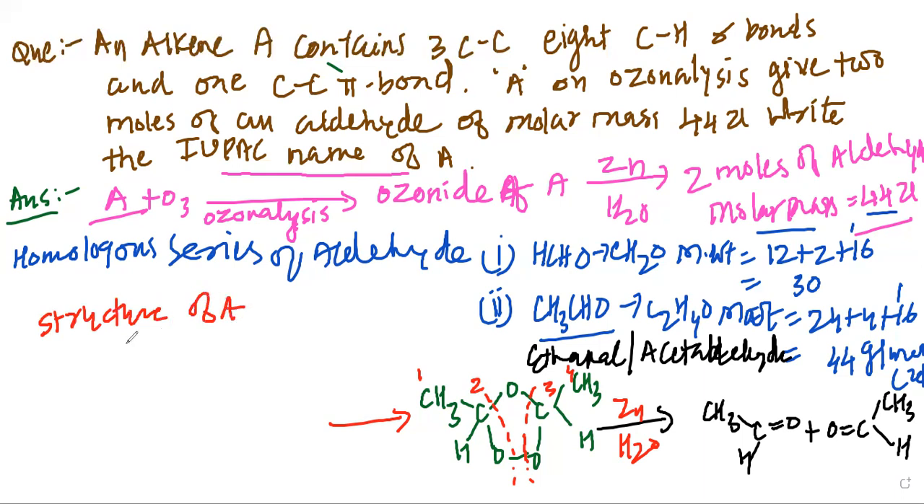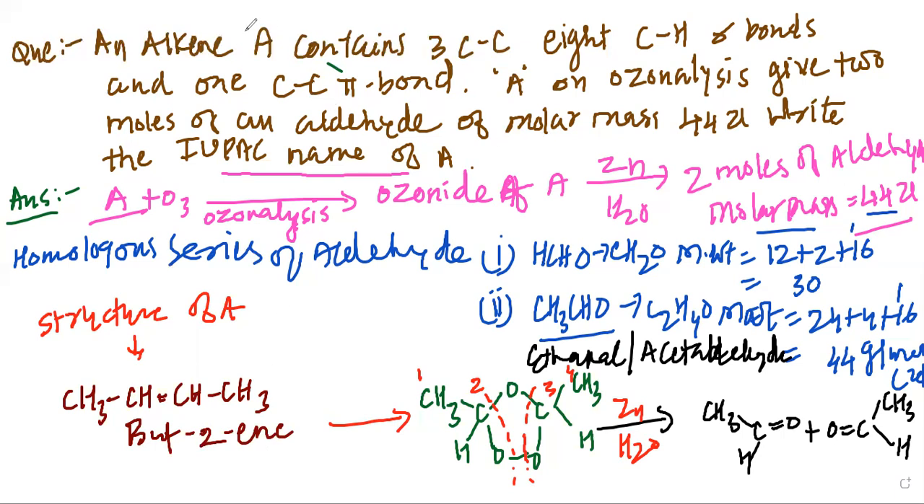Structure of A as follows. Here we have the structure of A, my dear students, that is CH3, CH, double bond, CH and CH3. The name of this compound is 2-butene. Thus we can write the answer for these questions. If you have any doubt, you can ask me.